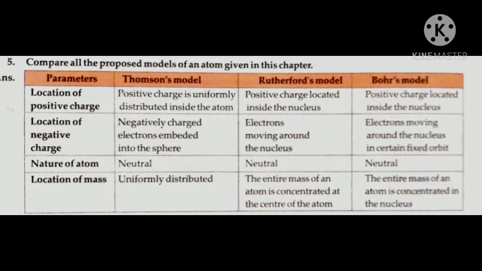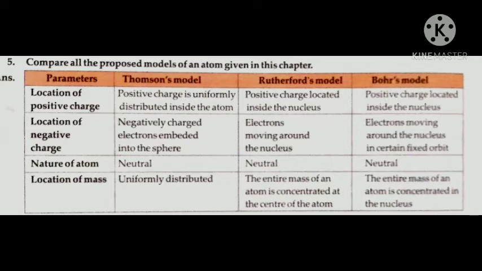First one, location of positive charge. In Thomson's model, positive charge is uniformly distributed inside the atom. In Rutherford's model, positive charge located inside the nucleus. In Bohr's model, positive charge located inside the nucleus.